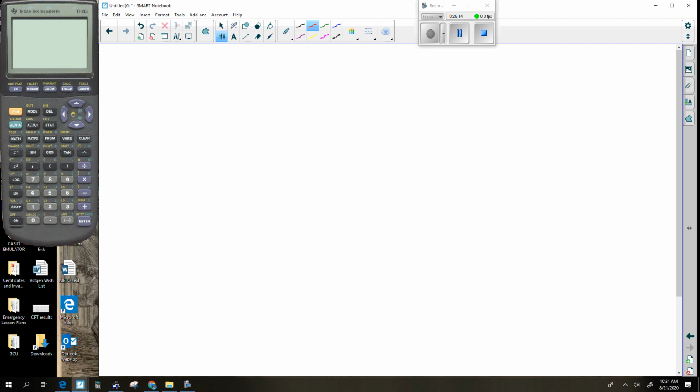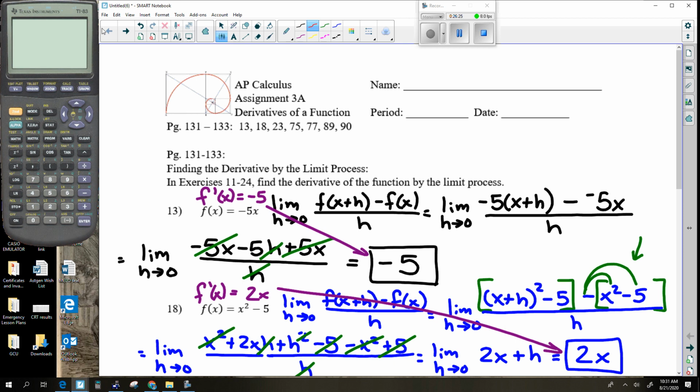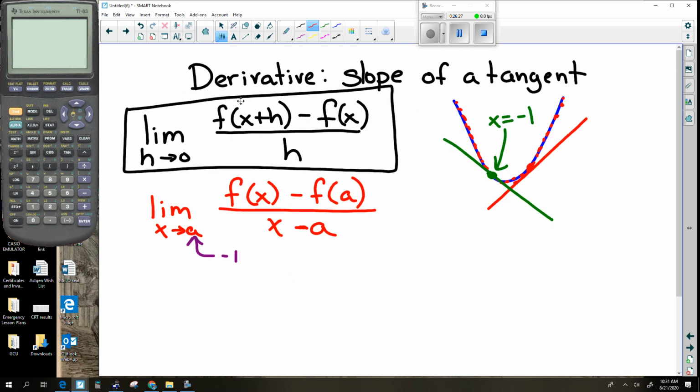Okay, that's it. A derivative is the slope of the tangent. And this is the big one, using the limit method. This is the equation that you want right now. This will get you the derivative, this equation up here.